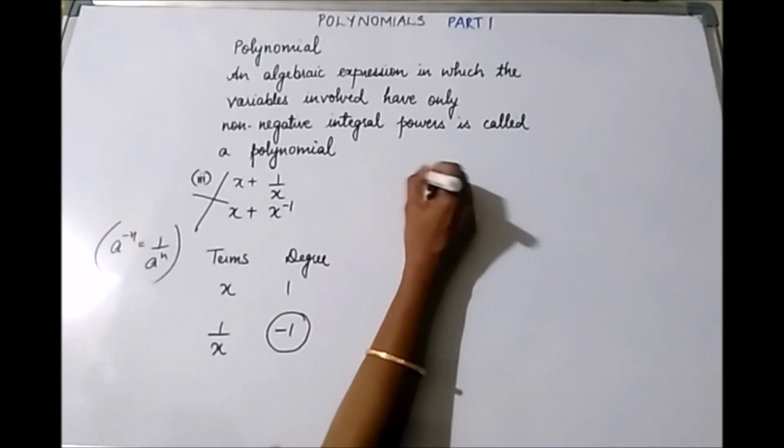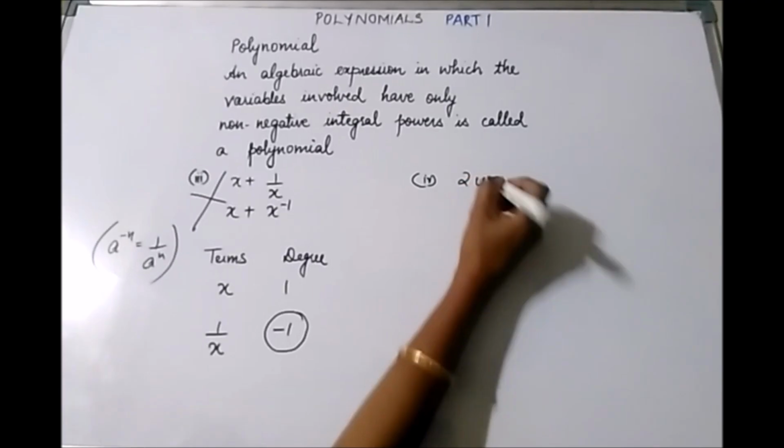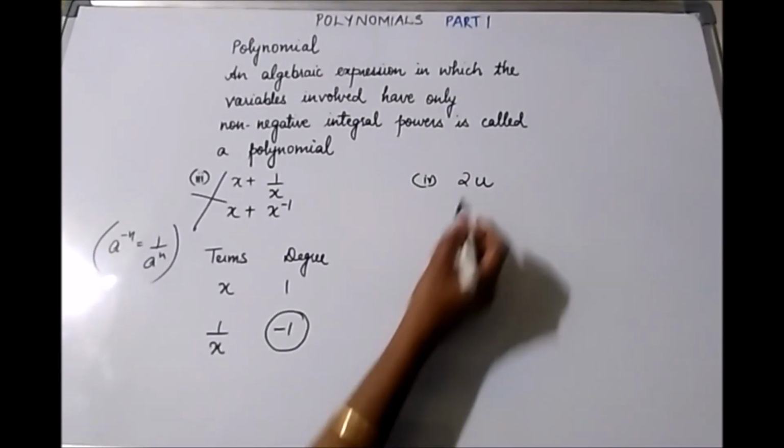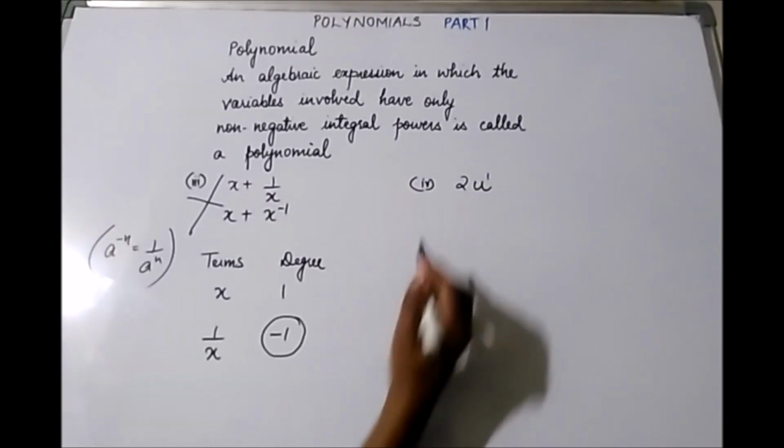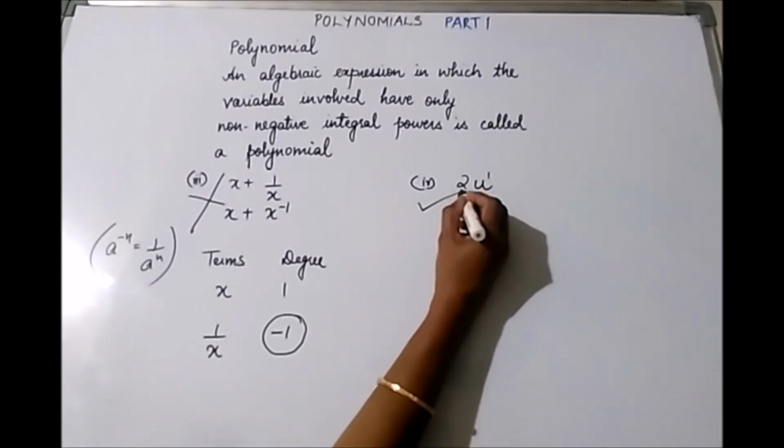Let us take the next example, 2u. Here there is only one term and the degree of the term is 1. 1 is a whole number. Therefore, the given expression is a polynomial.